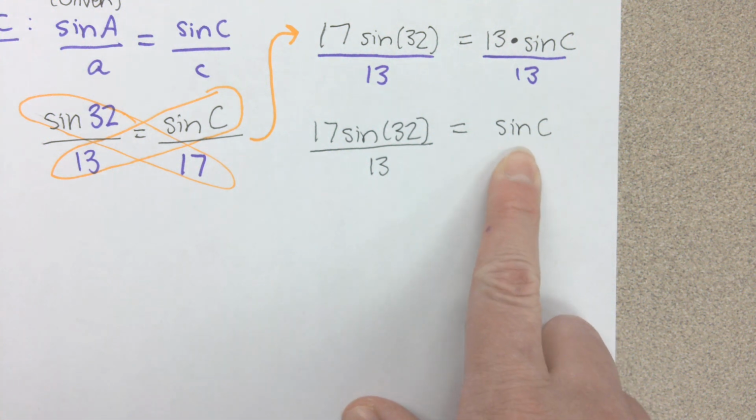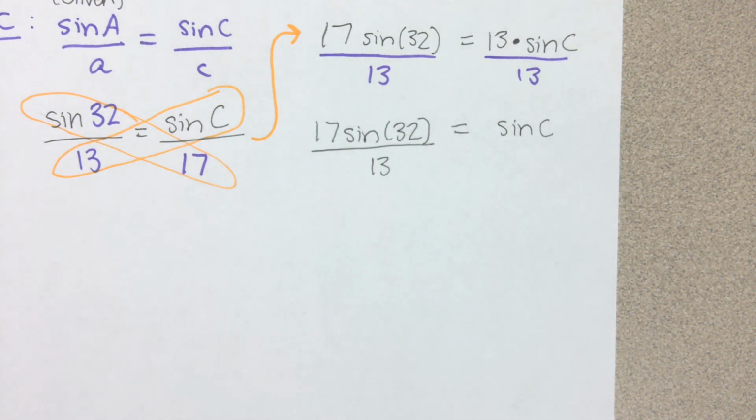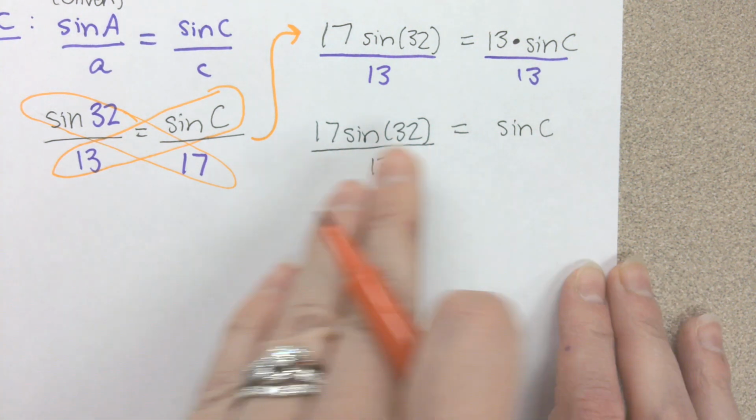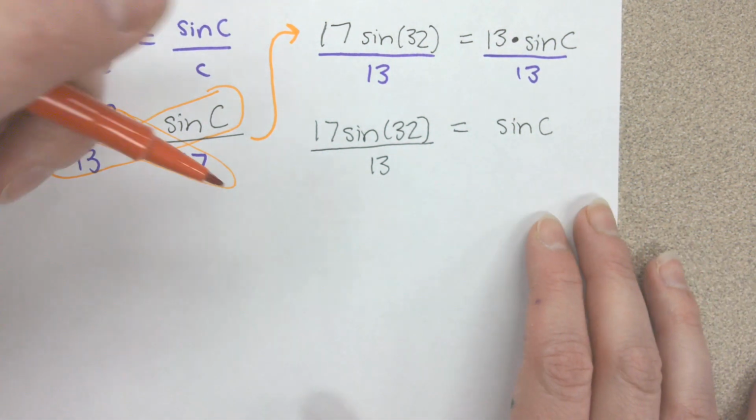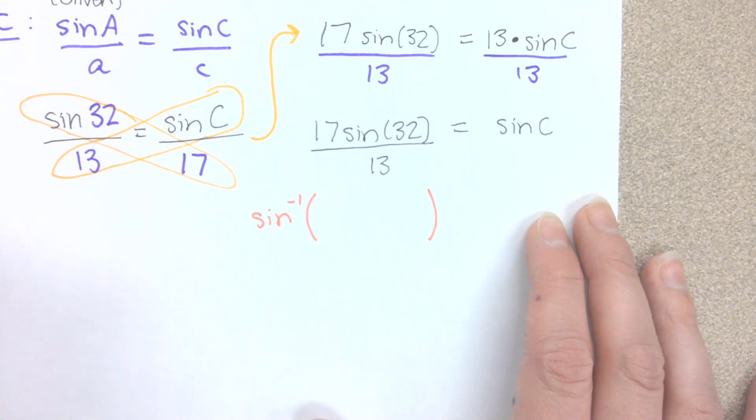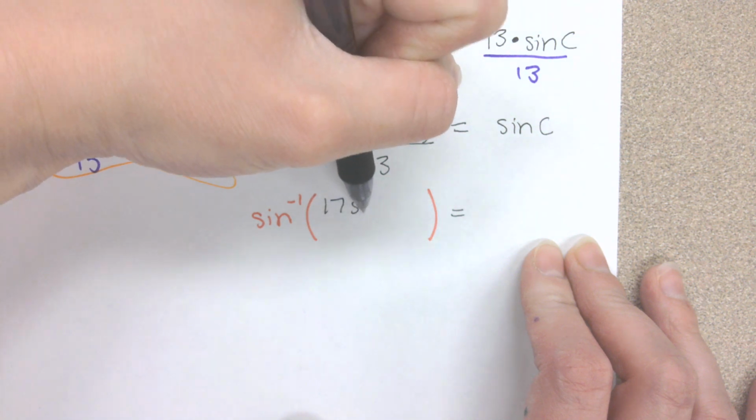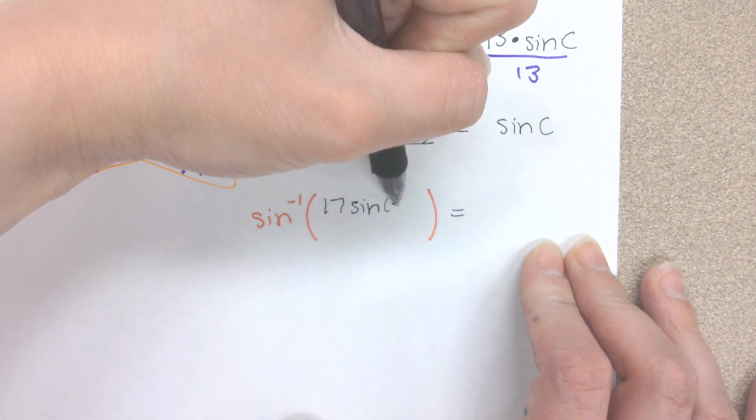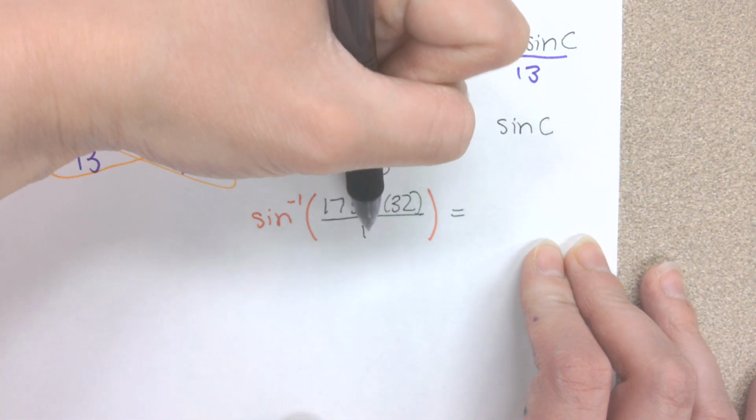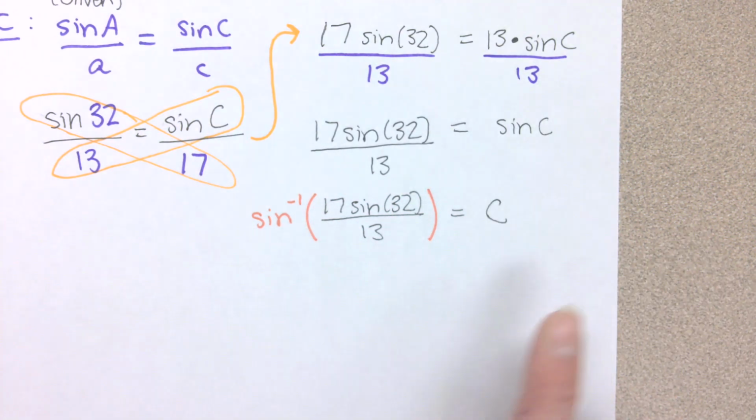And then how do I move the sine to the other side? What does that look like? Inverse sine. Inverse sine. That's when we flip sides. That's when the -1 comes in. So we use inverse sine. And then we just drop all of that down into parentheses below. Of 17 sine of 32 over 13 equals, and then now this is just C. Since we moved the sine to the other side, we just have C over there.